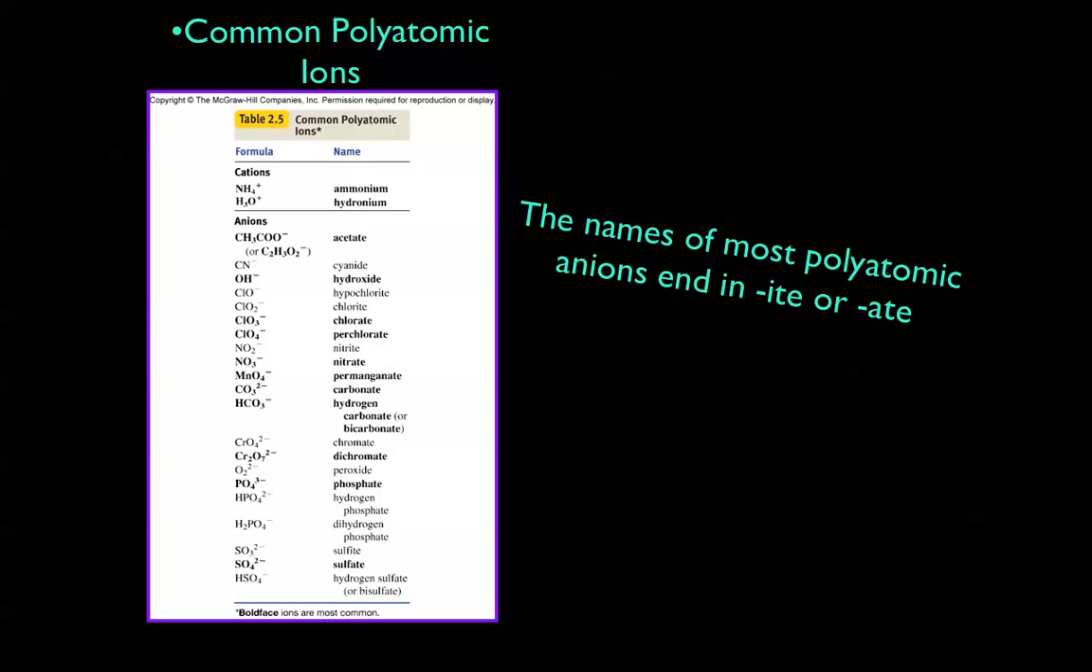Common polyatomic ions, which are listed below, and these were also important on our worksheet. And the names of most polyatomic ions end in ITE or ATE, which you would easily learn when writing them down 10 times each.